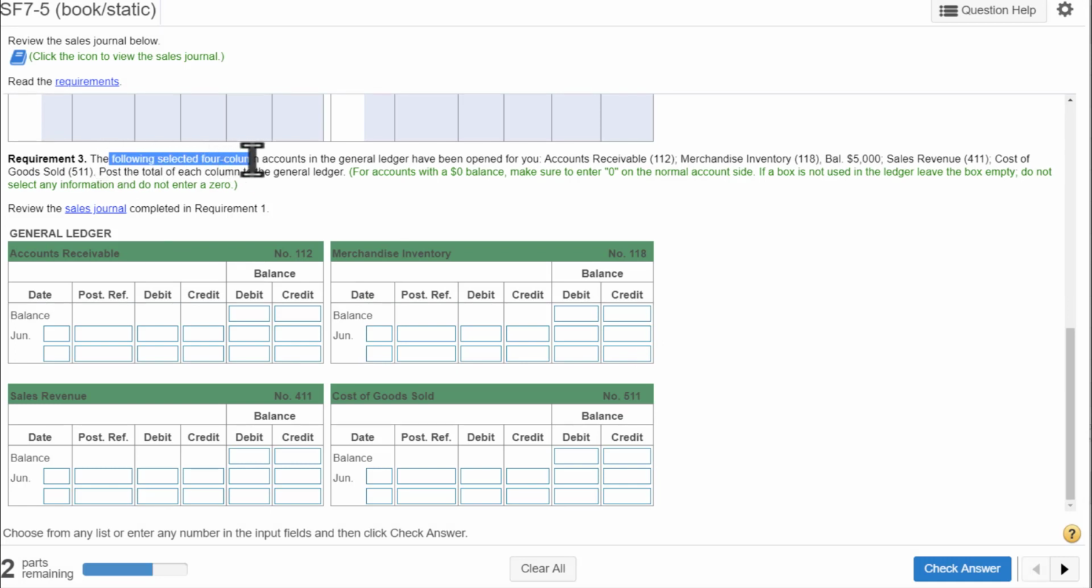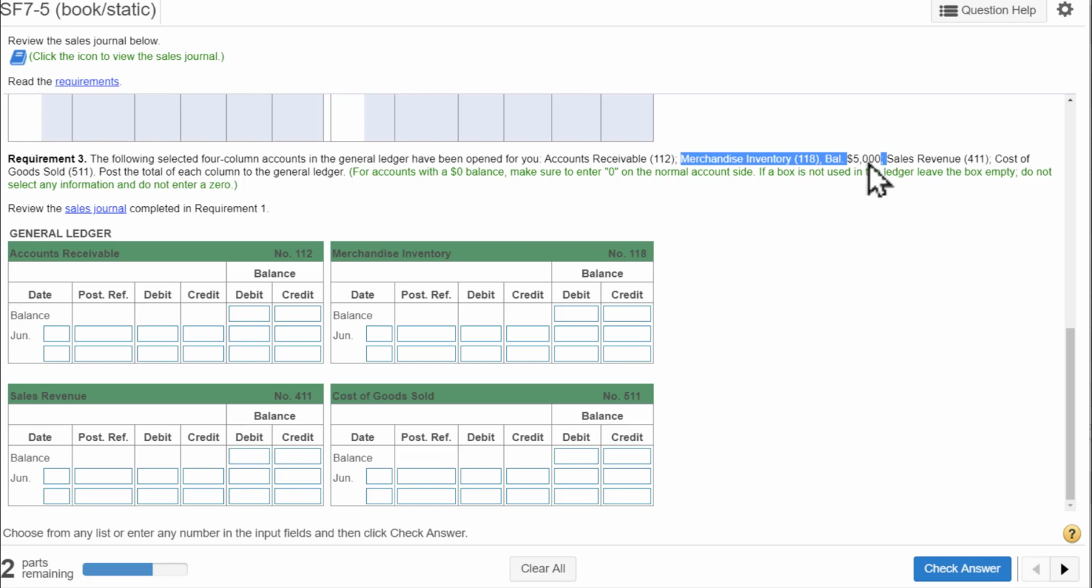Now, the following selected 4-column accounts in the general ledger. So this is the general ledger that we're posting for you. So we've got AR, and notice here it says AR, and then there's a semicolon. So that means there's no previous balance in AR. Well, let me continue reading for you. It says, for accounts with a zero balance, make sure to enter 0 in the normal account side. So let's skip to merchandise inventory first. Notice it says merchandise inventory, account 118.